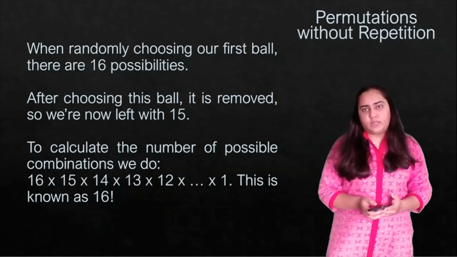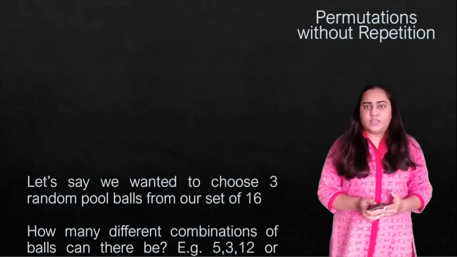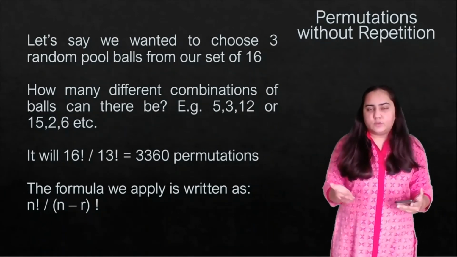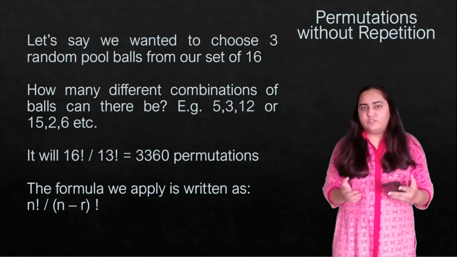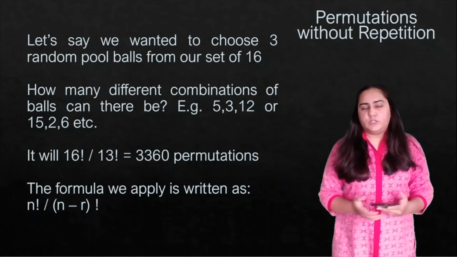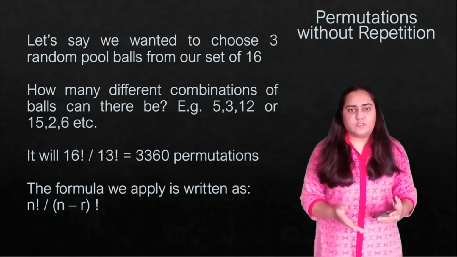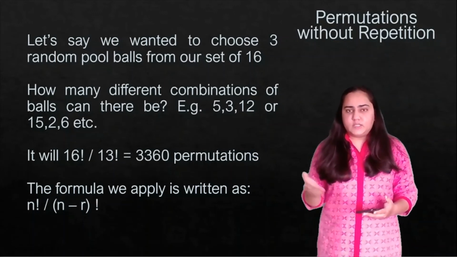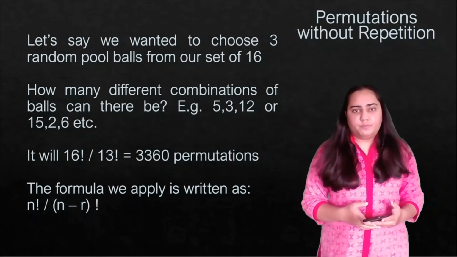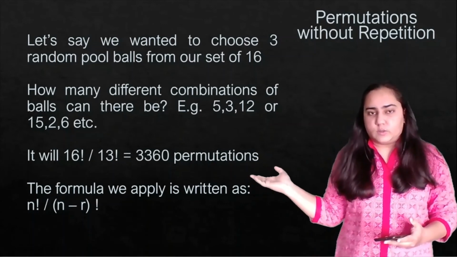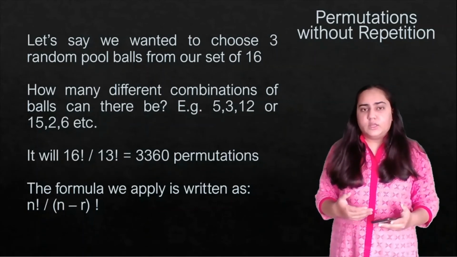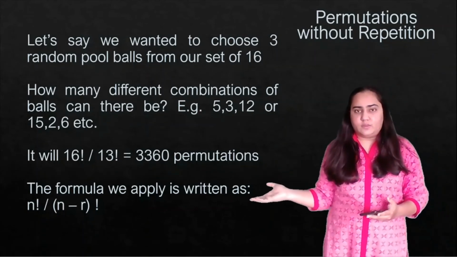So the question now that we are going to work with is this: you want to choose out of a set of 16 balls, you want to choose 3 balls. If you were to do that, then what are the total possible combinations of 3 balls from a set of 16? And that would be 16 factorial divided by 13 factorial in this manner, which gives you 3360 permutations, as you can see. And the formula for that is n factorial divided by n minus r factorial.